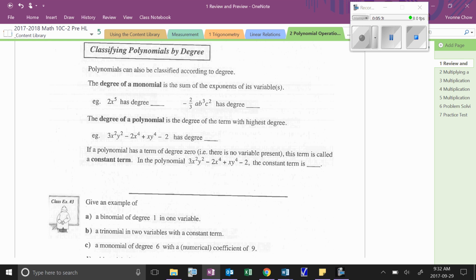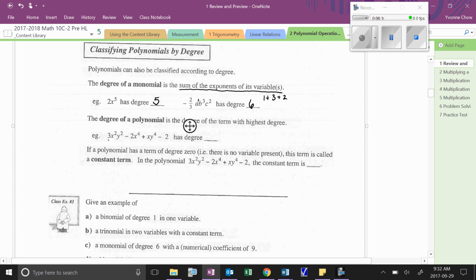So a degree of a monomial is simply the sum of the exponents on its variables or variable. So 2x to the fifth would have a degree of 5. ab cubed c squared has a degree of 6 because remember there is an unwritten 1 on the a, so we've got 1 plus 3 plus 2 happening there. The degree of a polynomial is the same as the degree of the term with the highest degree. So it sounds funny, but the easiest way to go through this is to look at the degree of each term.